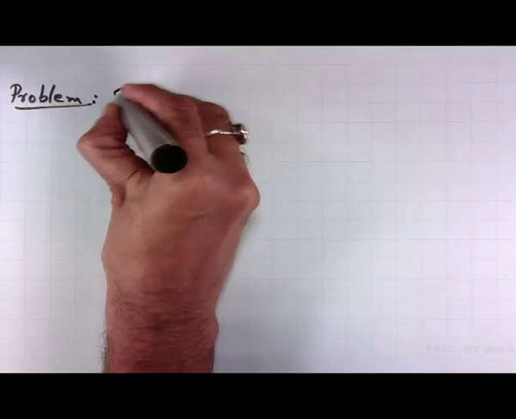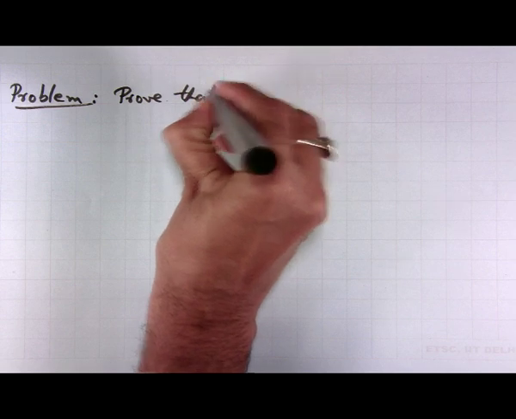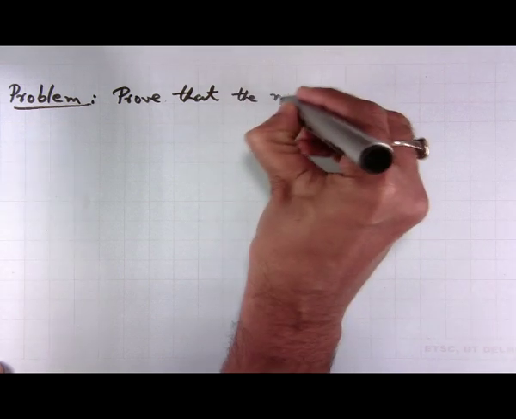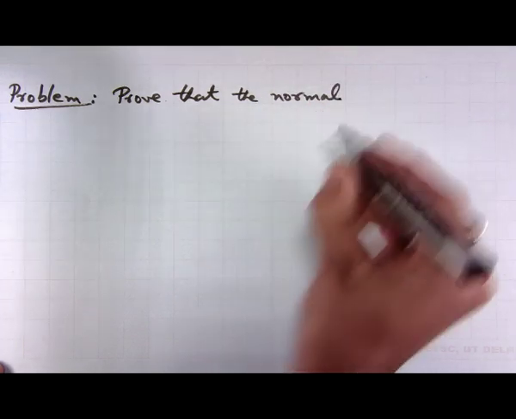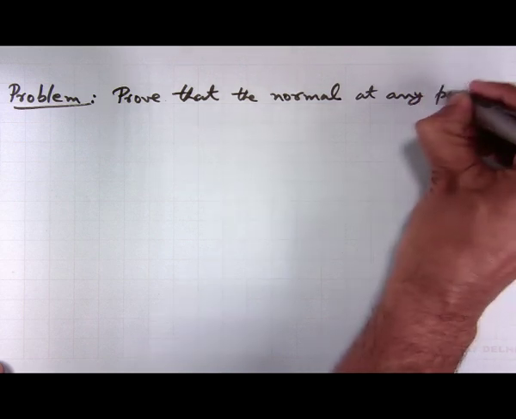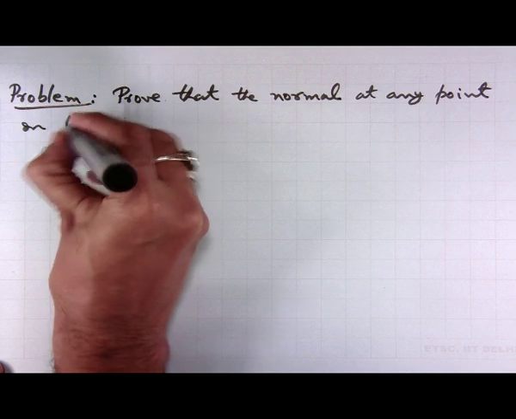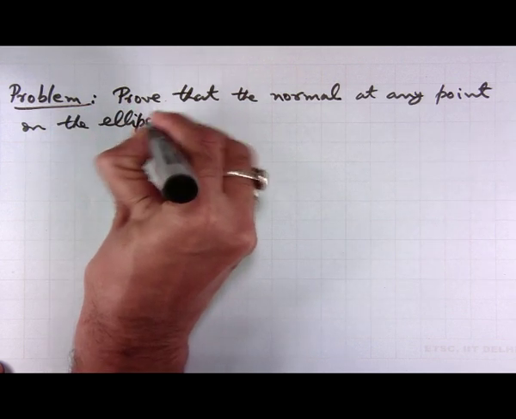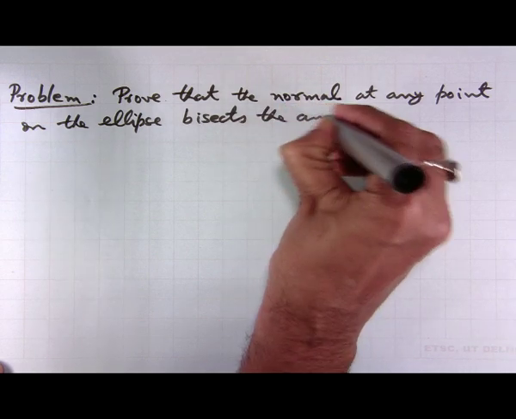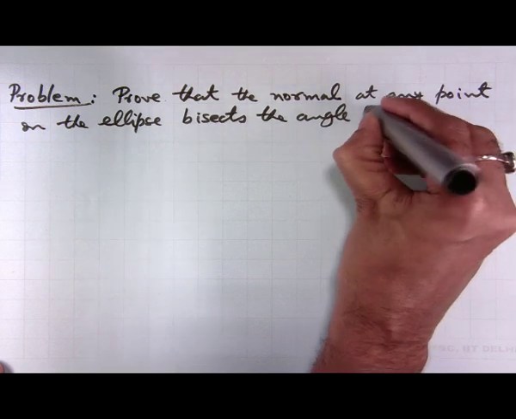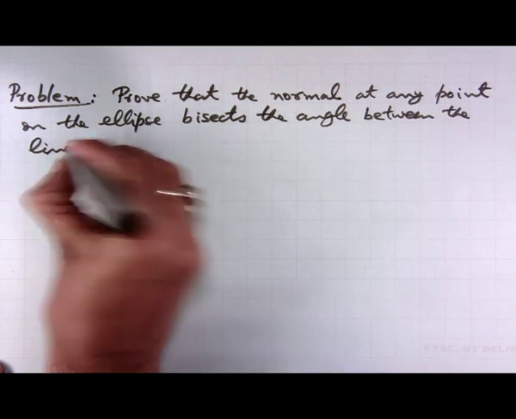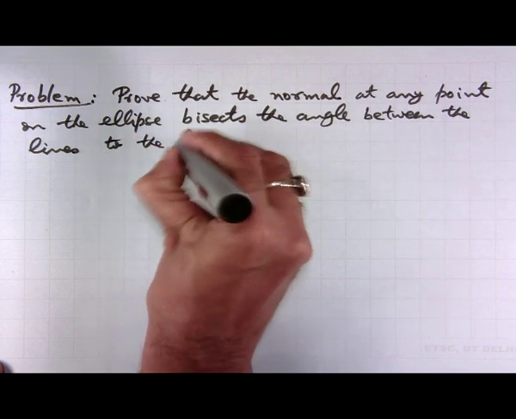Next, we will do this problem: prove that the normal at any point on the ellipse bisects the angle between the lines to the foci.